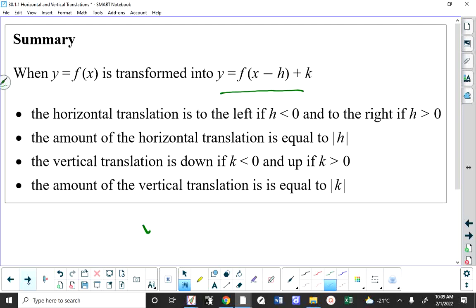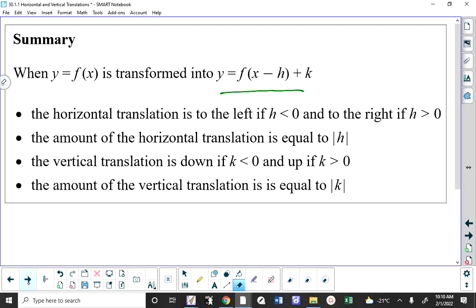So if I had that, h is negative 8 and k is positive 7. Because we've already moved the k over. So the horizontal translation is left if h is negative and right if h is positive. The amount is just the absolute value of h.